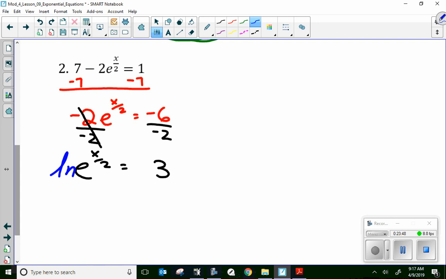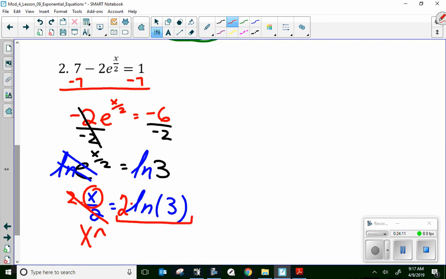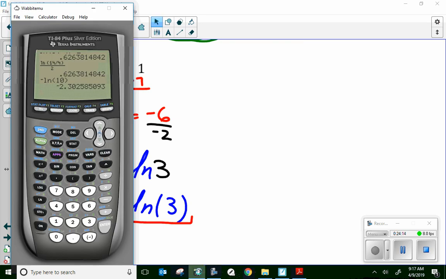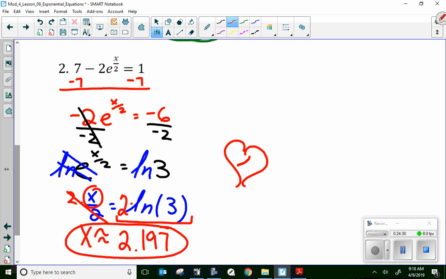I take the natural log of both sides because I can. This goes bye-bye, and I have x over 2 equals natural log of 3. The last thing I need to do to get x alone is multiply the left side by 2, and I have to multiply the right side by 2. So in my calculator, I just enter this, and that's what x should equal. That is approximately 2 times the ln of 3. Oh, beautiful. 2.197. I love natural log. Love it.